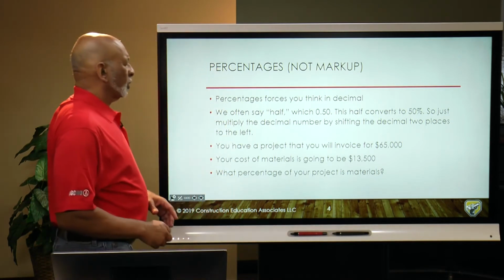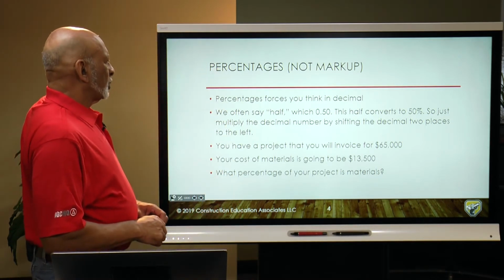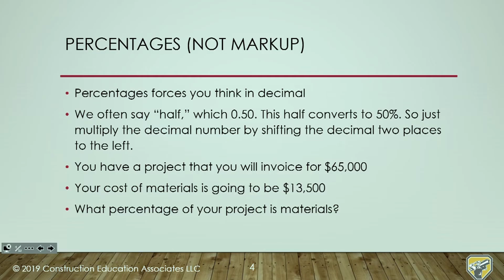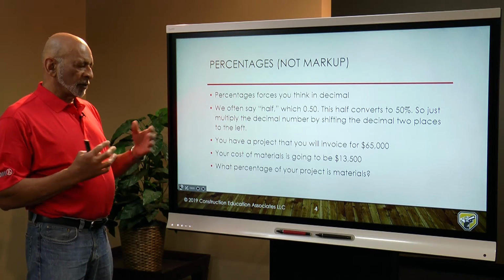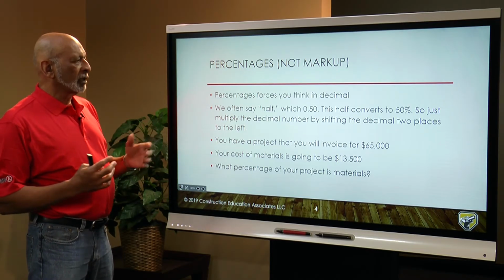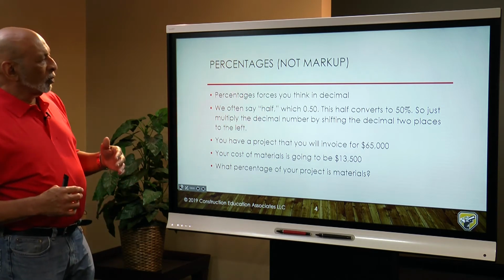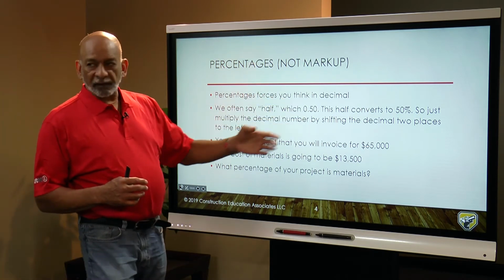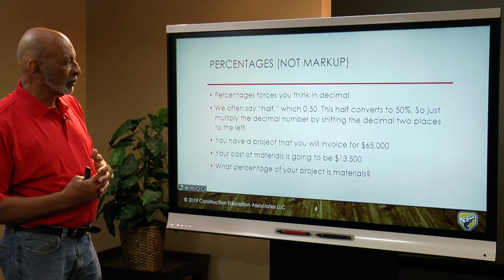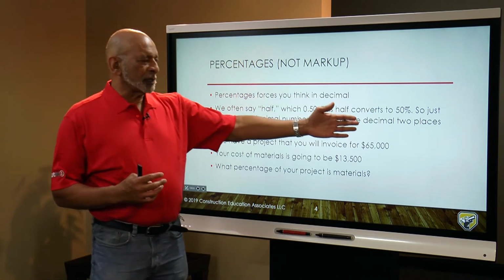So we'll start by talking about percentages, which by the way is not markup. We'll get to that. The thing about percentages is that it forces you to think in decimal. When we often say half, what we mean is half of one of anything, the whole number, half of everything you own, half of your house, half of the class, half of a pizza, whatever it is. What we're saying is it's 0.5. Half of one is 0.5. And this converts to 50%.